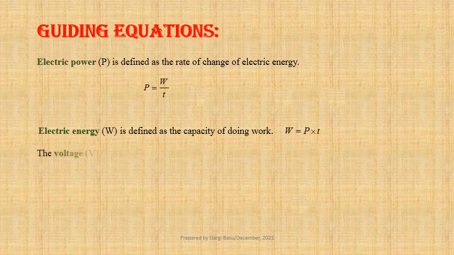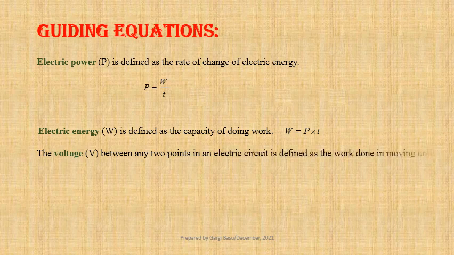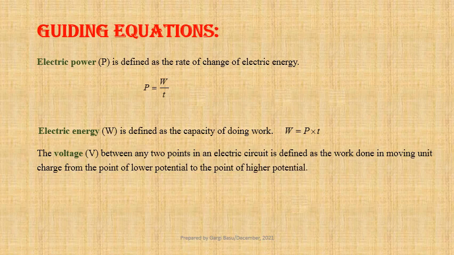The voltage between any 2 points in an electric circuit is defined as the work done in moving unit charge from the point of lower potential to the point of higher potential. Therefore, W equals V into Q and P equals V into Q by T.